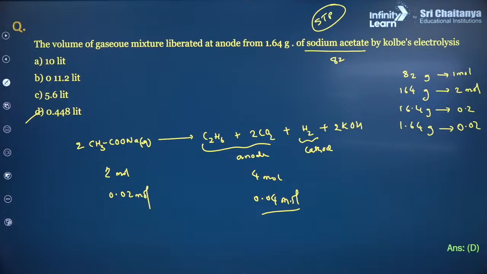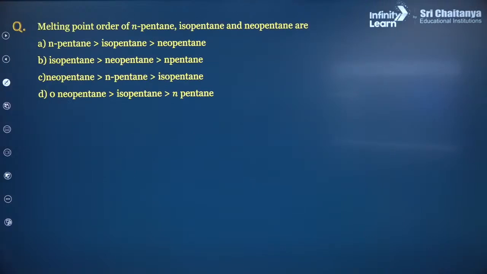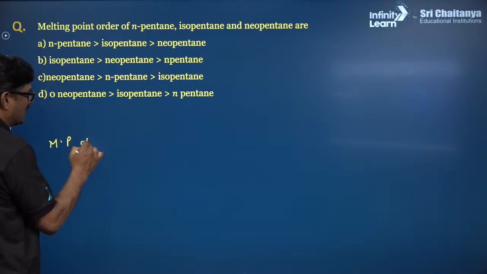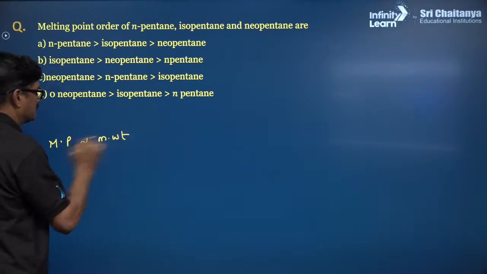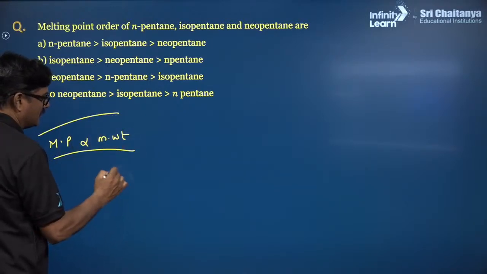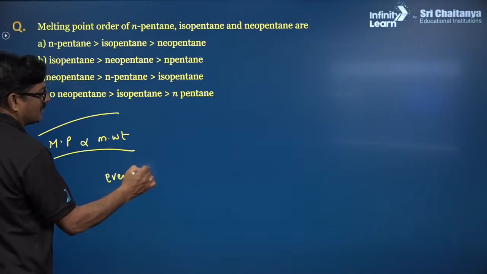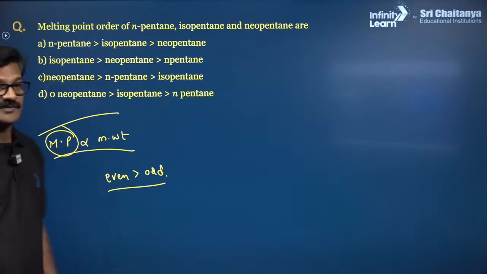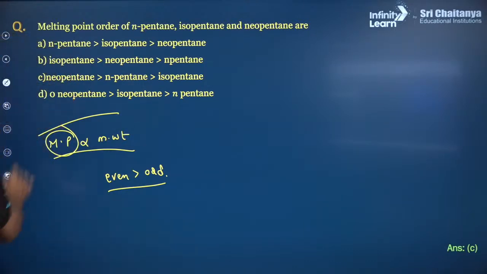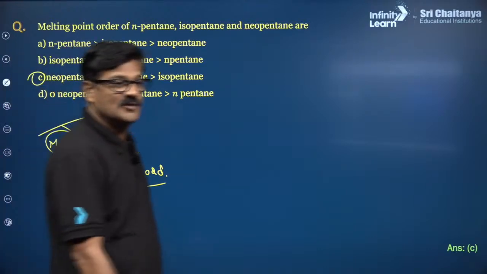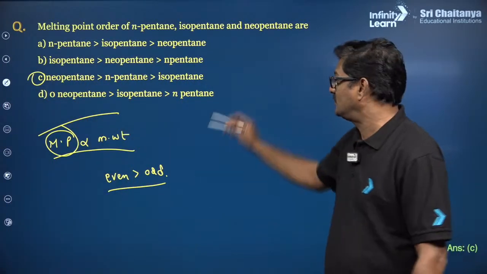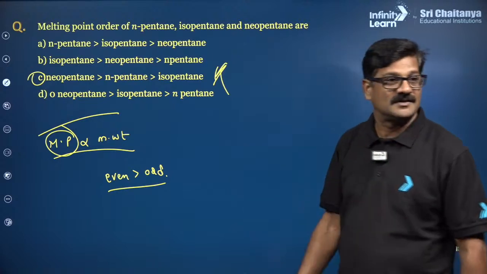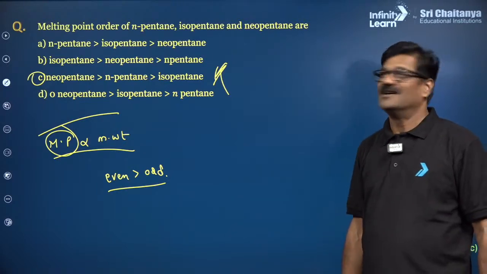And moving ahead, melting point of n-pentane and isopentane. Again, melting point is directly proportional to molecular weight, and even number is relatively greater than odd number because it is all about melting point. So based on this, my dear students, option C; branching also has to be seen. Okay, that's a very important point over here. Everybody focus here.